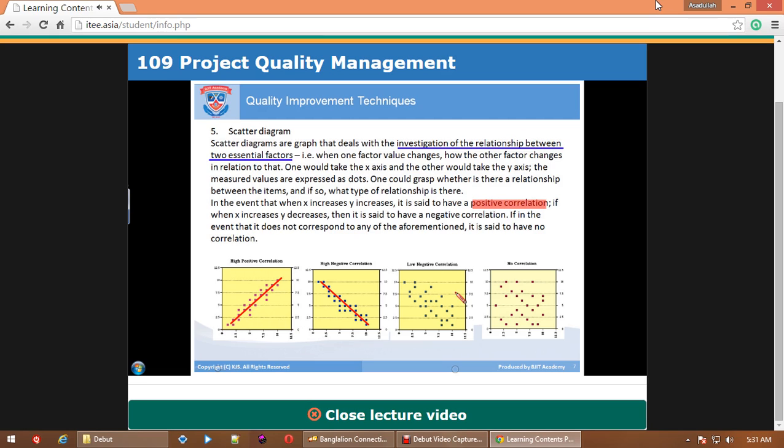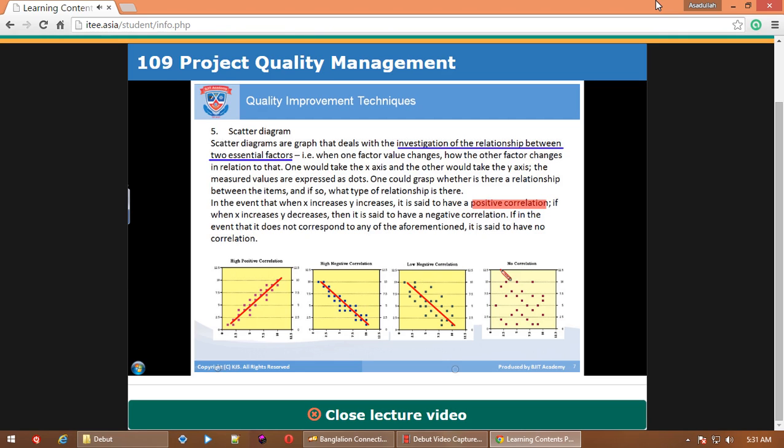But for this case, this is also representing negative correlation, but the plotted values are not so near like this graph. So though there is a relationship, negative correlation between x and y factors, the relationship is a low negative correlation.